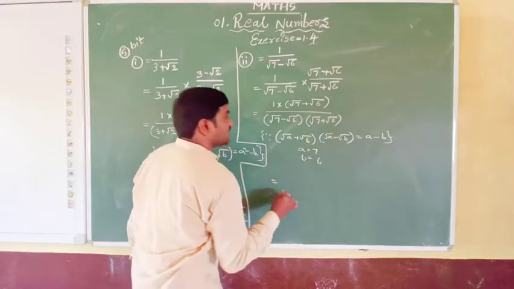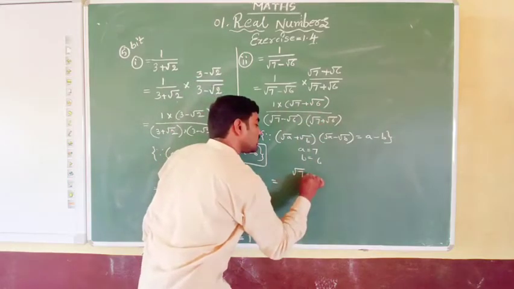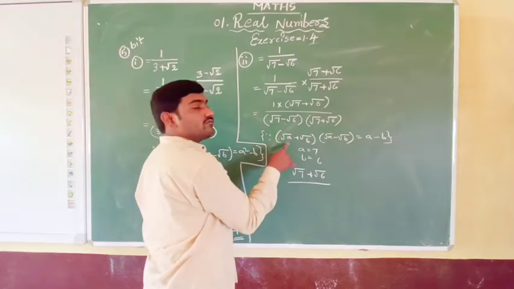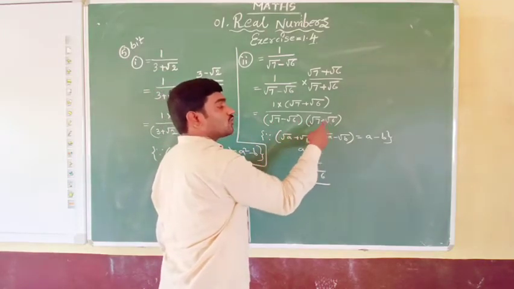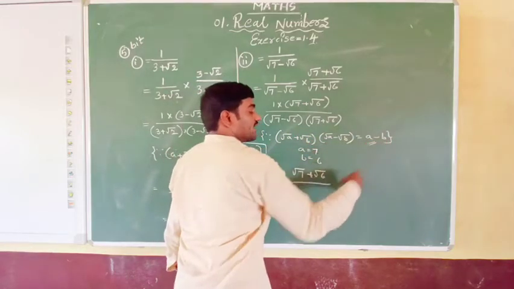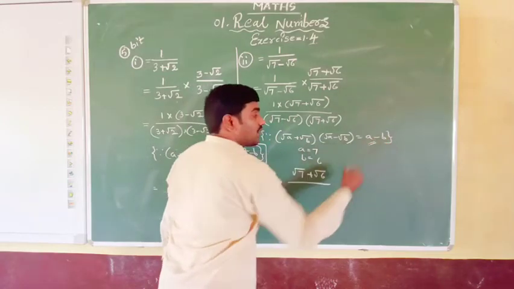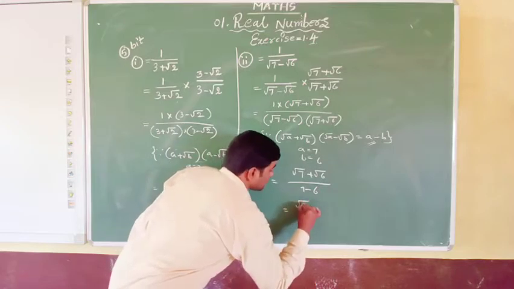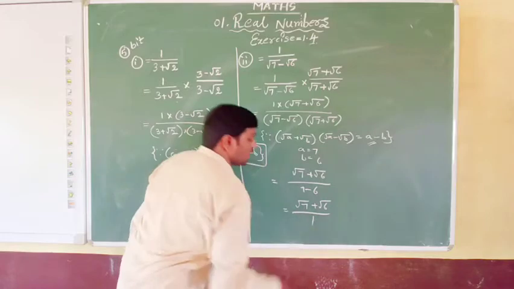So let us write the numerator as it is. 1 into root 7 plus root 6 is root 7 plus root 6. That by, it is in the form of root a minus root b into root a plus root b, that equals a minus b. Here a equals what? 7, and b equals what? 6. Okay, let us change it into this form, a minus b, that is 7 minus 6. As we know, the difference between 7 and 6 is 1.